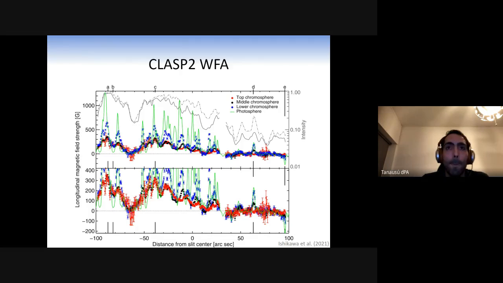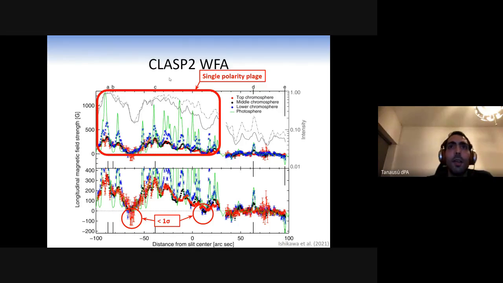The colors are the inferred longitudinal magnetic field, with green for the photosphere, that is the one obtained from the iron line. Blue for the lower chromosphere, that is the one obtained from the manganese. Black for the middle chromosphere, that is the one obtained from the wings of the H line. And red for the top of the chromosphere, that is the one obtained from the core of both the H and K lines. And what can we extract from this figure?